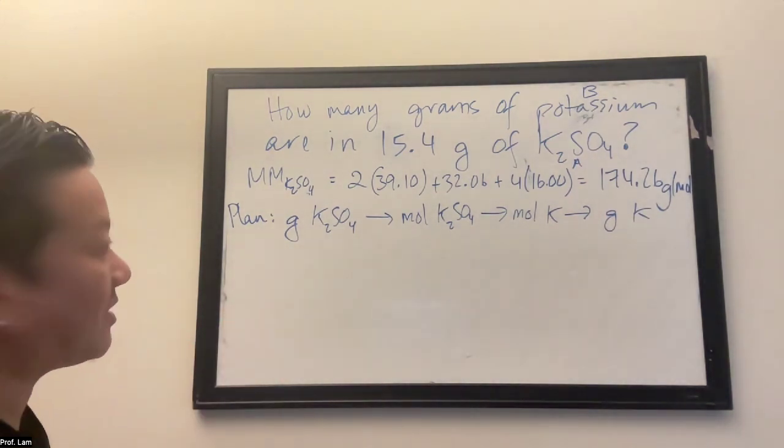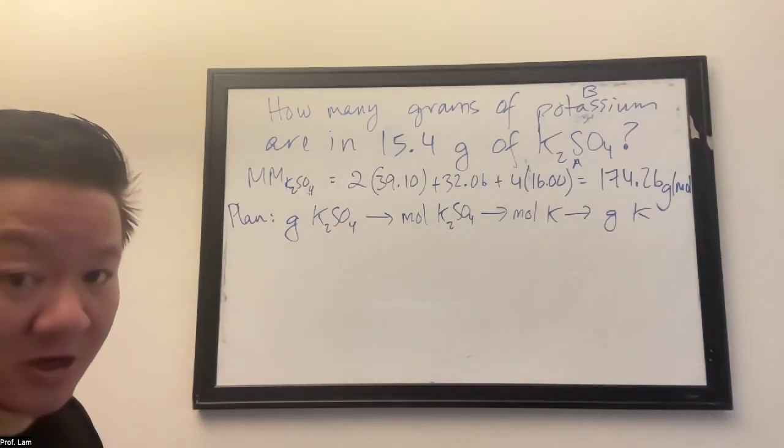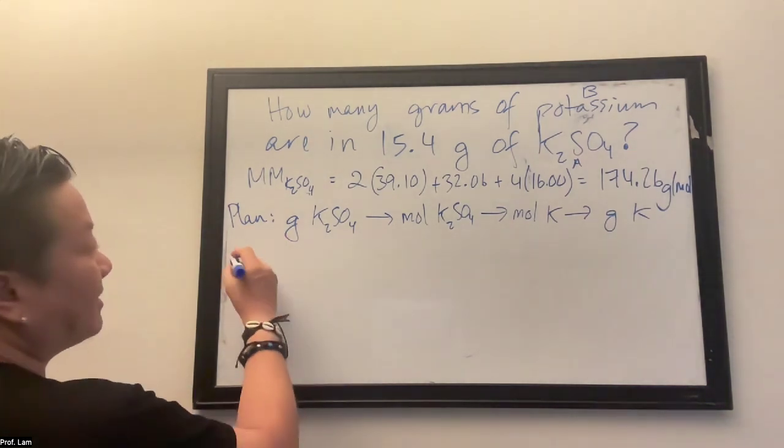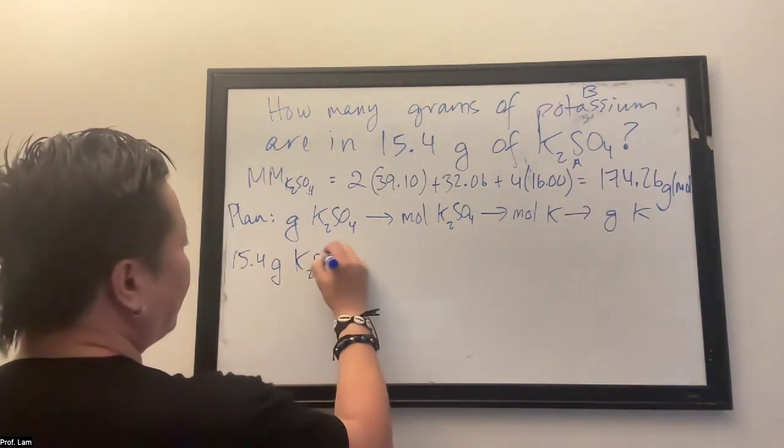So very straightforward when you follow that roadmap. That's why it's so useful. That's why I showed it to you guys. So you really want to be doing your problem solving like this. Okay, so let's execute. We got a plan. Let's execute: 15.4 grams of K2SO4.